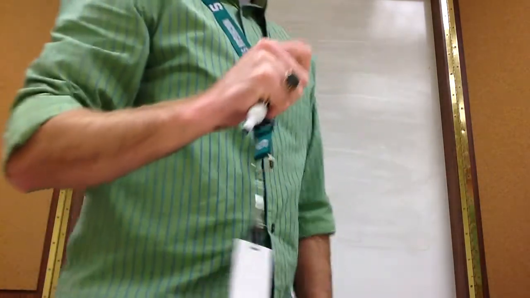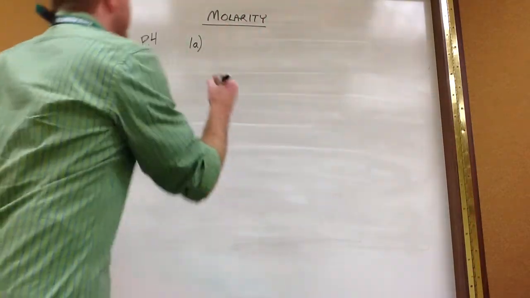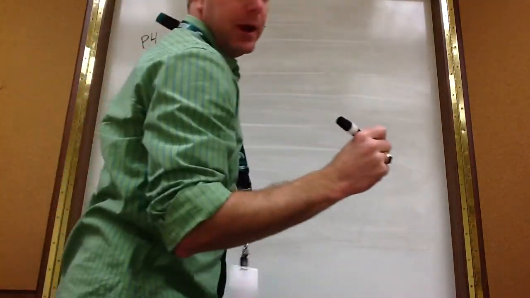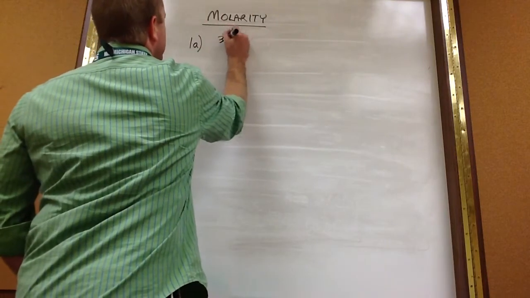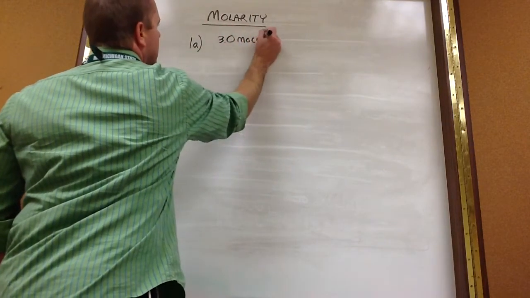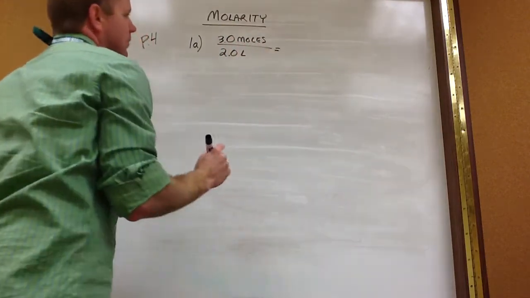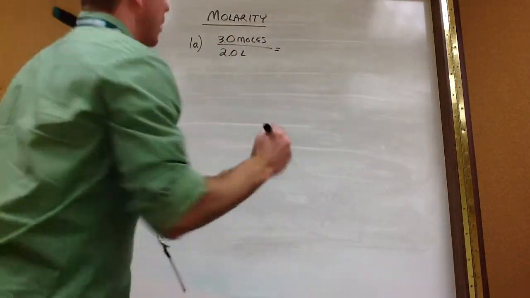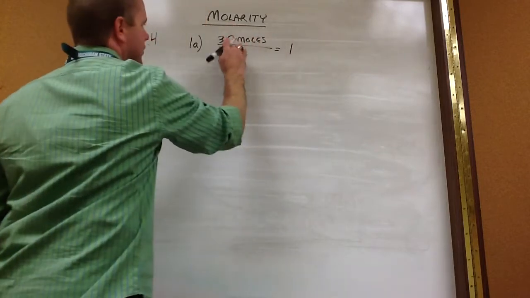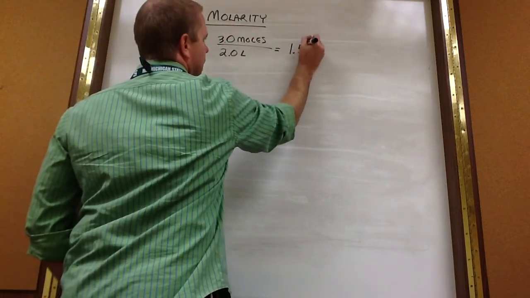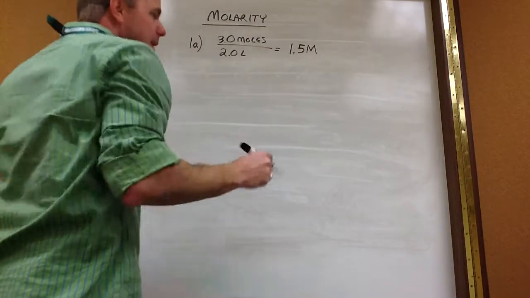It says 3 moles of sugar dissolved in 2 liters of solution. Well, that's pretty simple, right? 3.0 moles over 2.0 liters equals 3 divided by 2. I believe that's 1.5, 2 sig figs, 1.5 molar.